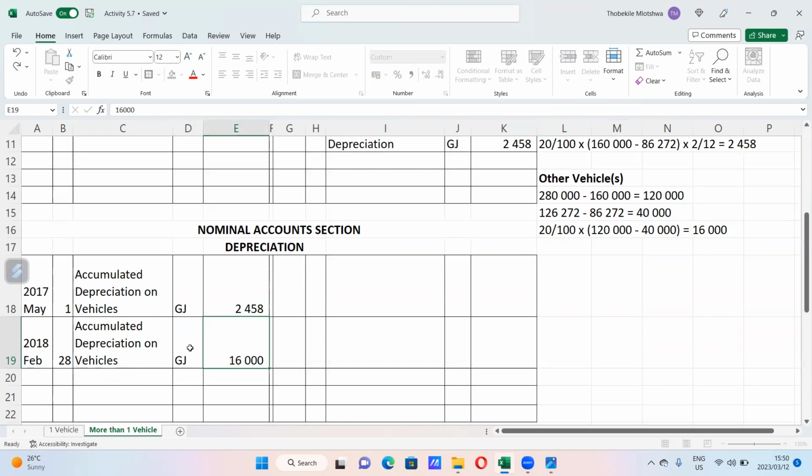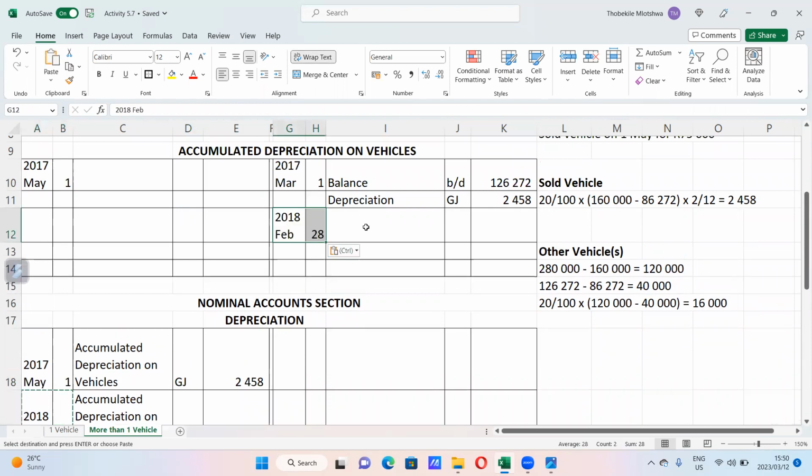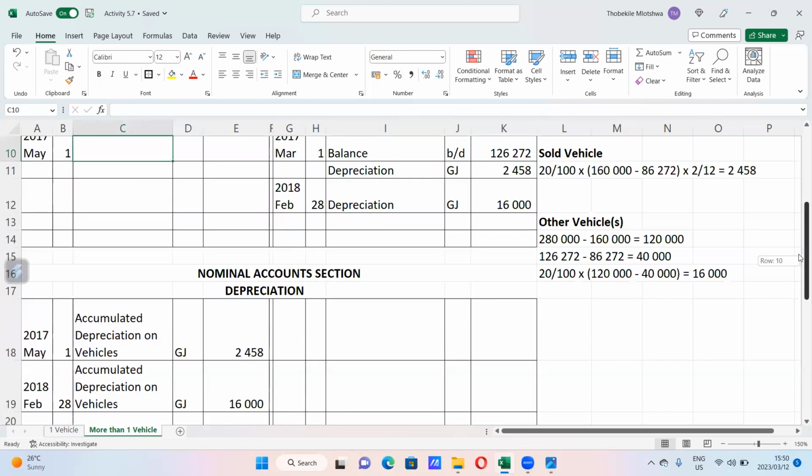So we have 16,000, but double entry is not complete. So we take it here, same date, and then depreciation, and then GJ, and then 16,000. So this one is 16,000. And we know we are done. Accumulated depreciation is done. But now tell me, which one are we removing? We are not obviously removing all of this. Remember what we are removing. You can indicate on the asset disposal.